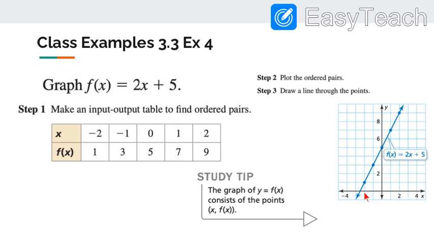Remember that normally we have x, y values, but if we're using function notation, they're actually going to be x, f of x values, because again, f of x and y are often the same thing.